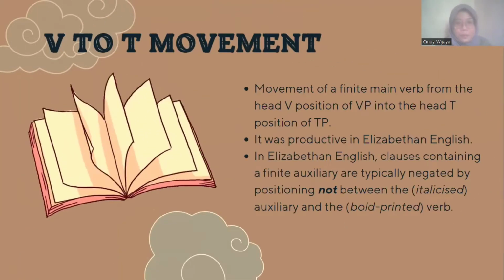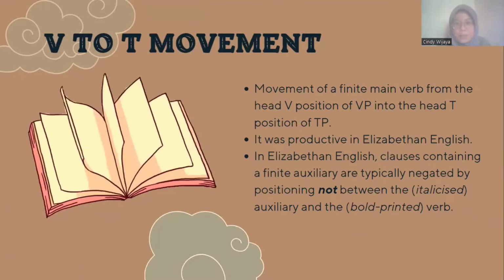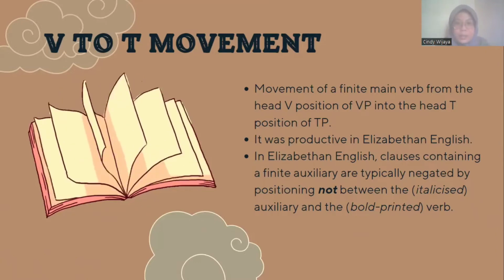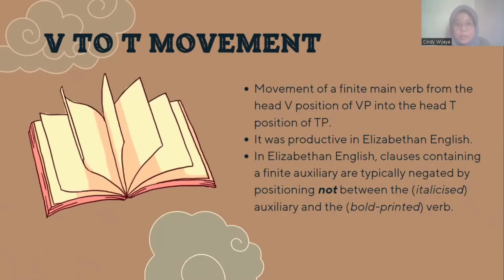So V2T movement is the movement of a finite main verb from the head V position of VP into the head T position of TP. V2T movement was productive in Elizabethan English, and in Elizabethan English, clauses containing a finite auxiliary are typically negated by positioning not between the auxiliary and the verb.